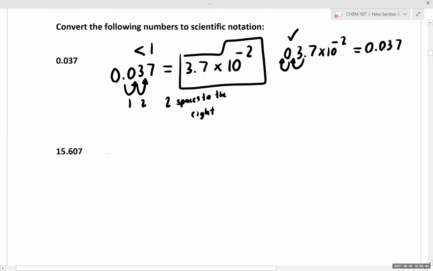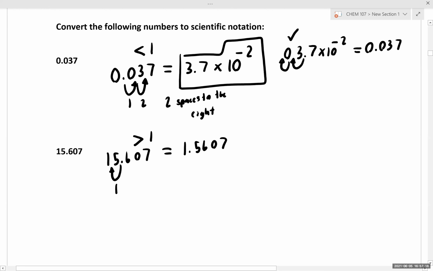For 15.607, we clearly have a number that is greater than 1, so we're going to have a positive power of 10 when written in scientific notation. We're going to move our decimal point, in this case 1 space to the left, to give us a number between 1 and 10. So we have 1.5607, which is clearly between 1 and 10.